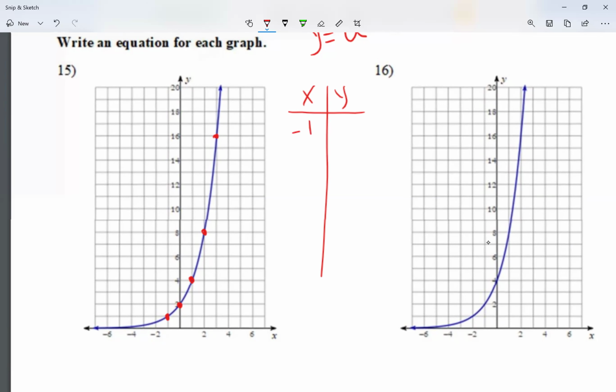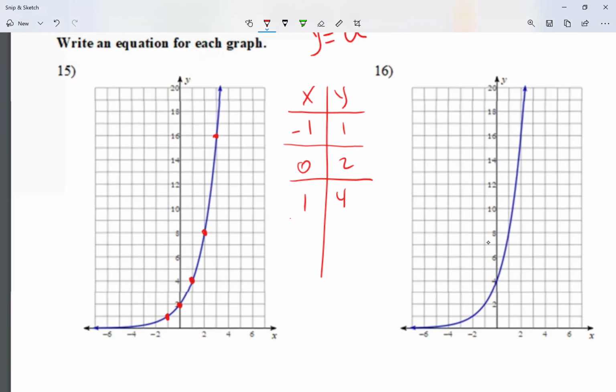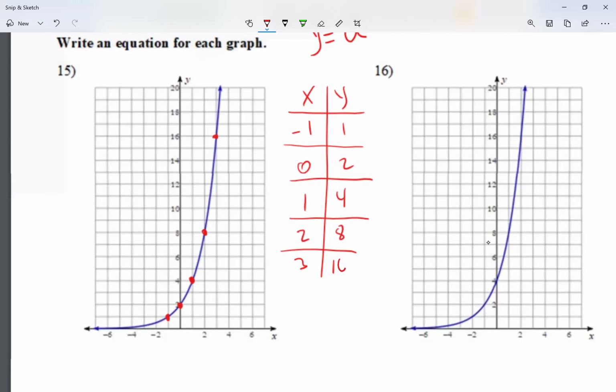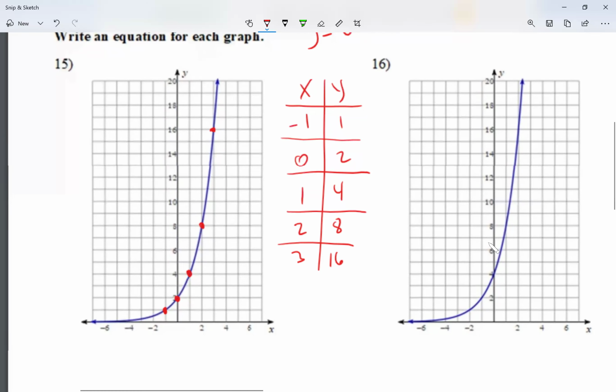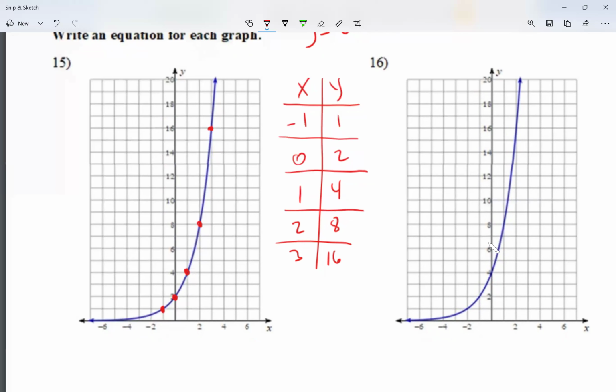Negative 1, 1. That's one point that I see. 0, 2, 1, 4, 2, 8, and then 3, 16. I'm just looking at the coordinates of the points that I was able to find, and this is going to be enough for me to write my equation.